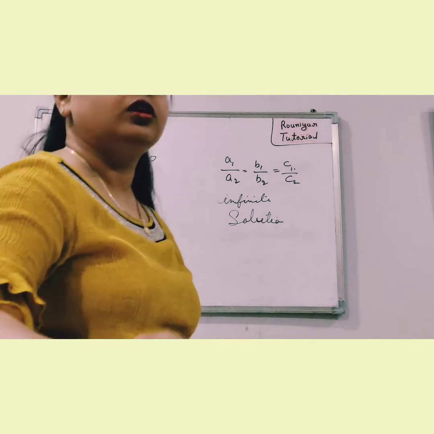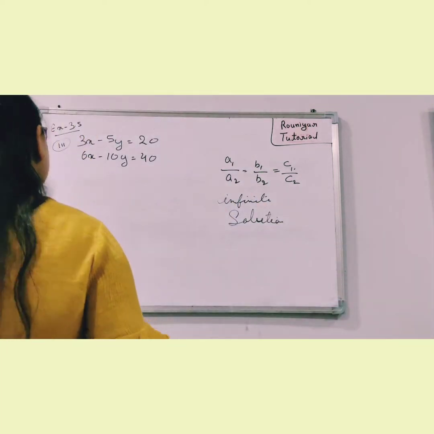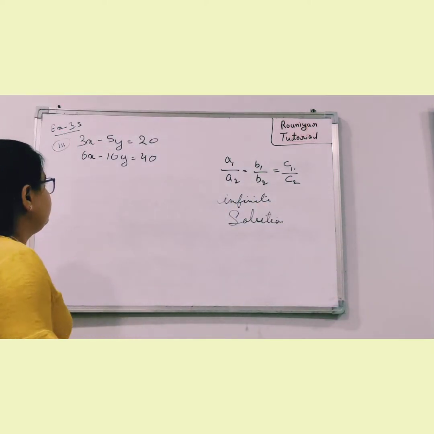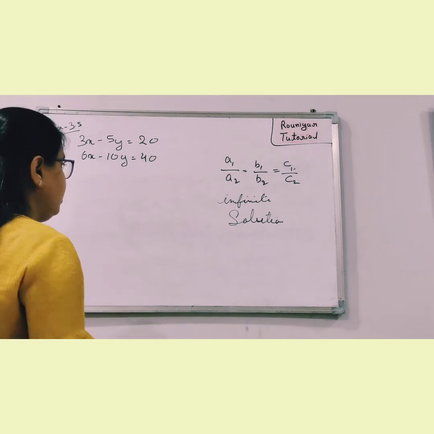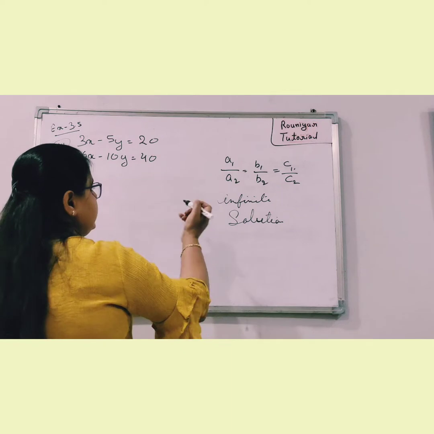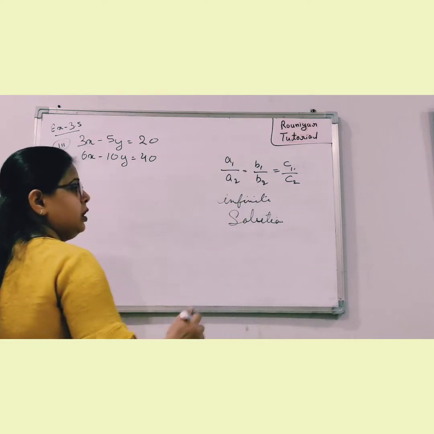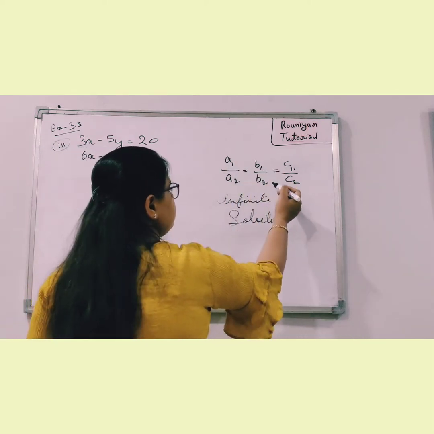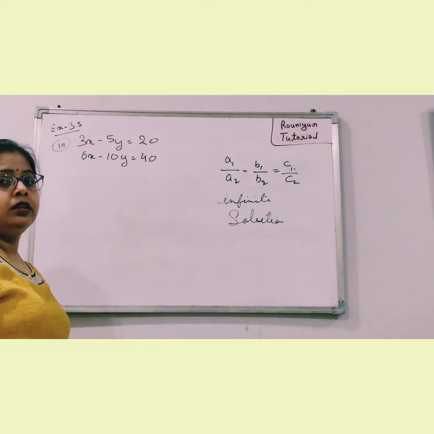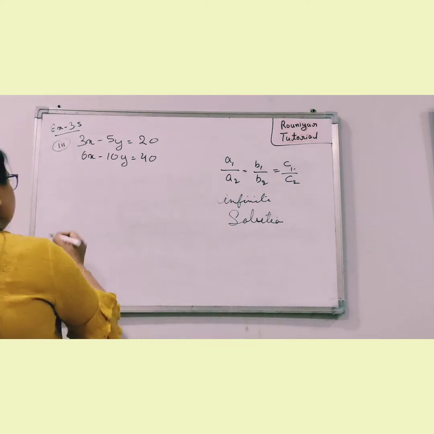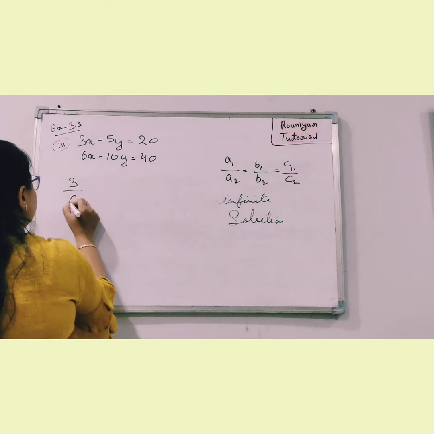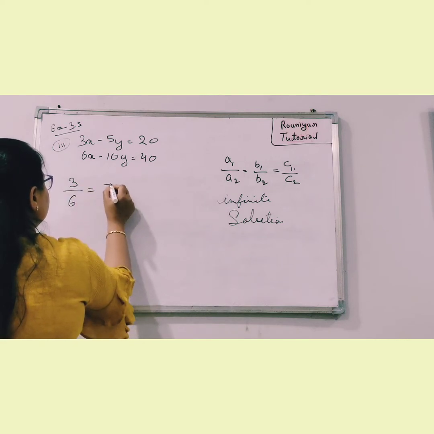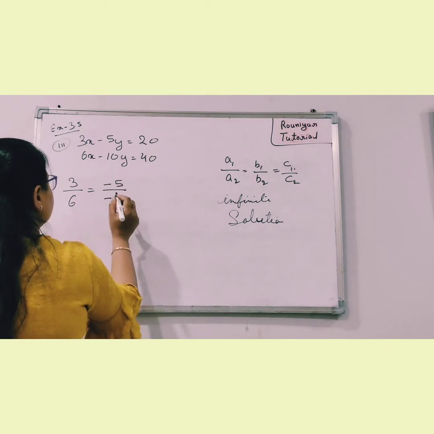अब हम थर्ड क्वेश्चन सॉल्व कर रहे हैं. थर्ड इक्वेशन है 3x minus 5y is equal to 20 है, 6x minus 10y is equal to 40. Okay, so as we know that if a1 by a2 is equal to b1 by b2 is equal to c1 by c2, then the equation has infinite solutions. So here we see that 3 by 6 is equal to minus 5 by minus 10.